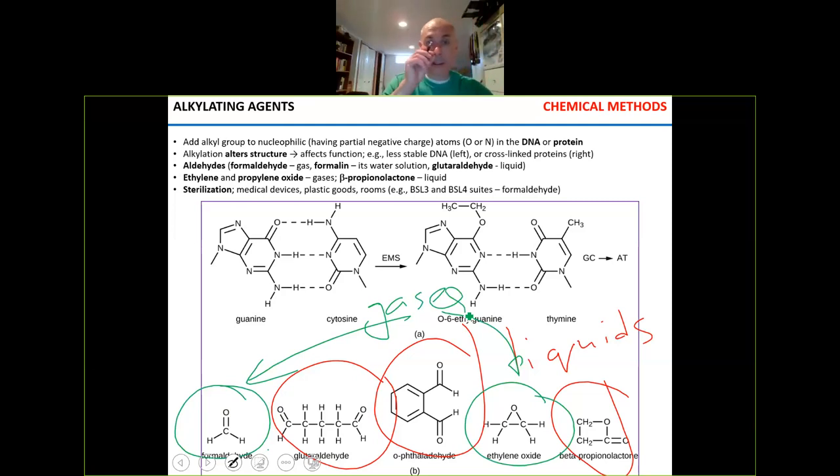Mechanism, of course. You need to know the use. Like, what would you use a gas like ethylene oxide for? It's really good at sterilizing. Like, the entire room can be sterilized.